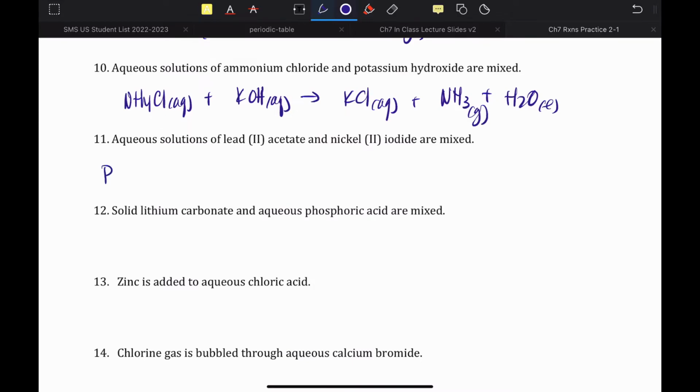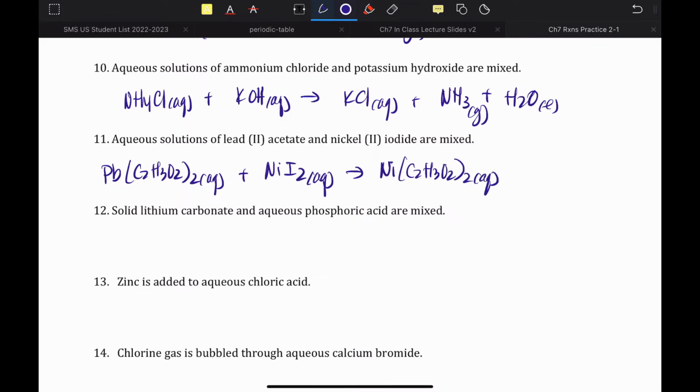All right, next up, aqueous solutions of lead(II) acetate and nickel(II) iodide are mixed. So first we've got to get formulas and states for each of these. And then we would look at what we have and say, oh look, it's more ionic compounds. Let's switch the cations. And in doing so, we get our nickel acetate and our lead iodide. Acetate compounds are always soluble. Iodide is one of those that is often soluble, with a few exceptions, lead being one of them.